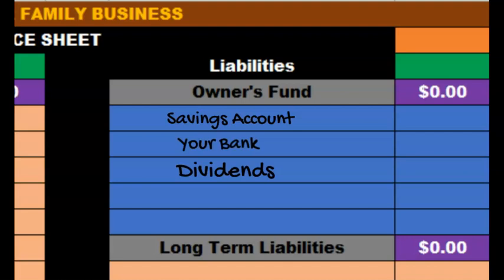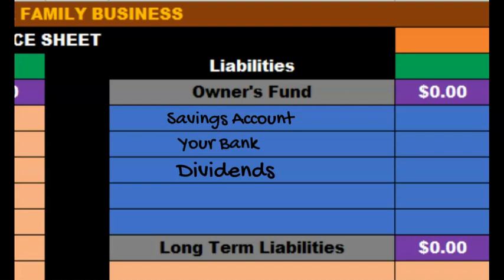If you have a car that's worth $5,000, you paid $4,000 of that off, you owe $1,000. Depending on the value of that car, whatever the value of it is, is part of the owner's fund. That's your net worth.